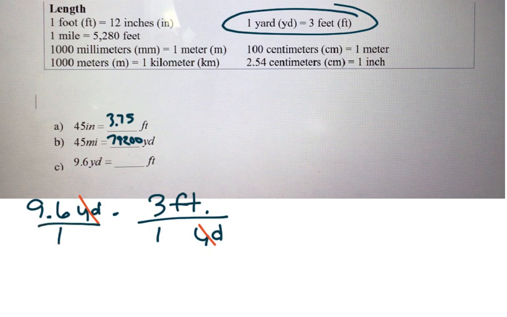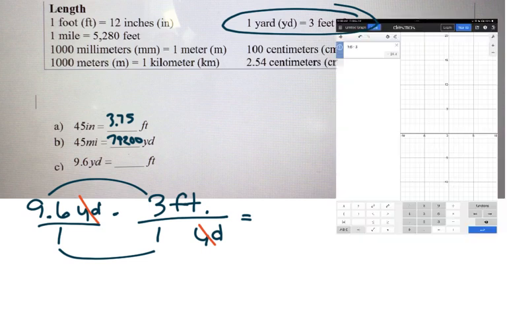And so we'll have numerator times numerator, denominator times denominator. The denominator being 1 is not relevant in this case. We don't need it. So we're just going to be multiplying the numerators together. 9.6 times 3 will give us 28.8 feet. And so we've converted all 3 of those.